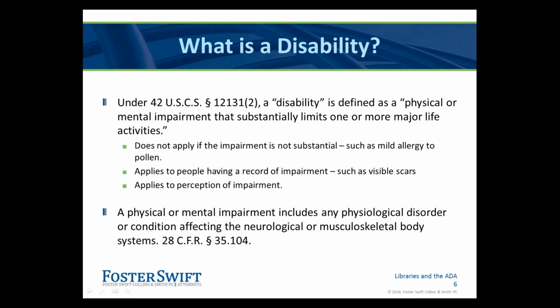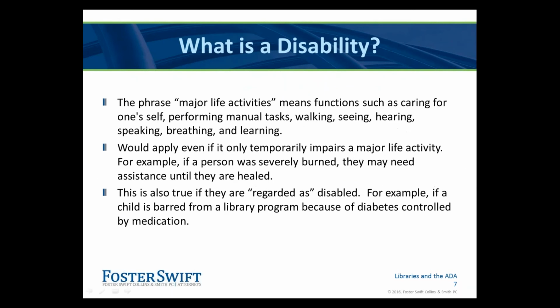It applies to people who have a record of impairment, such as visible scars, and it applies also to the perception of impairment. And we'll get into what that means a little bit later. So this is what the disability is: physical or mental impairment that substantially limits one or more major life activities. A physical or mental impairment includes any physiological disorder or condition affecting the neurological or musculoskeletal system of the body. The phrase major life activities means functions such as caring for oneself, performing manual tasks, walking, seeing, hearing, speaking, breathing, or learning.